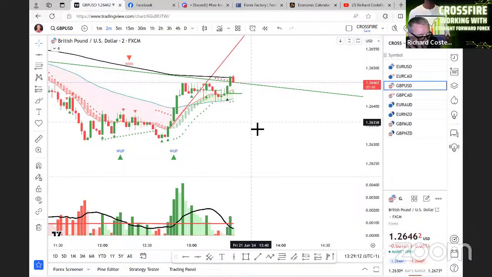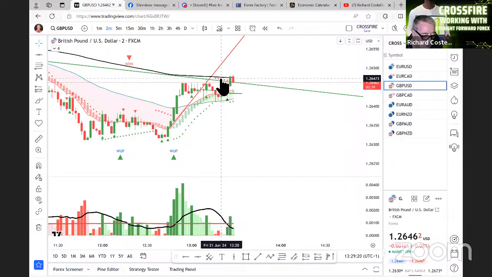So GBP US, first thing I see is that price is just trying to break above the green trend line, but it's hitting the 200 moving average and it's rejecting off the 200 moving average.